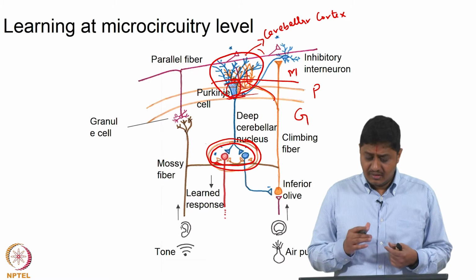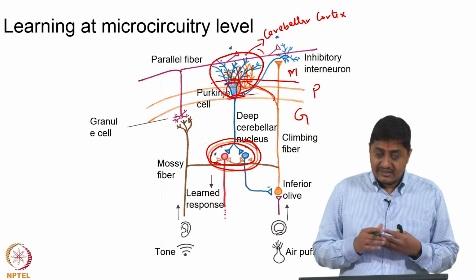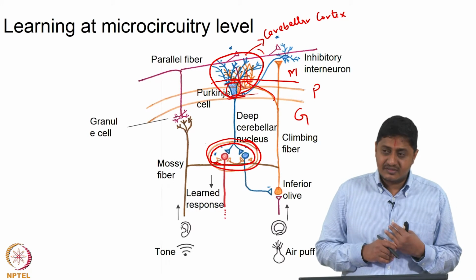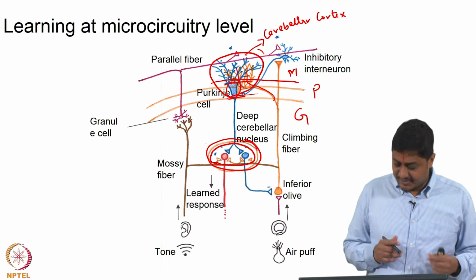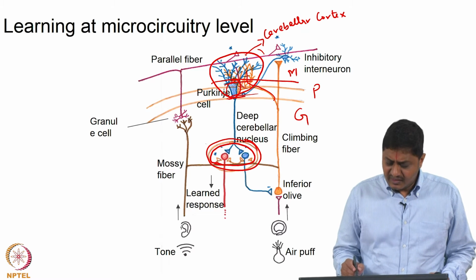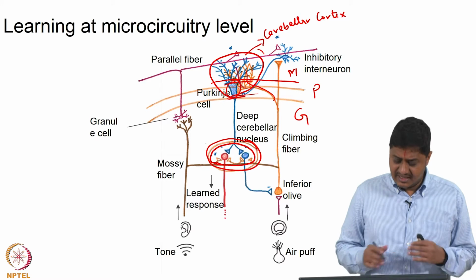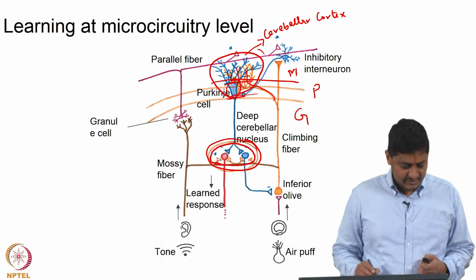Climbing fiber, through a long term depression mechanism, informs the Purkinje cell which parallel fiber commands are causing motor errors, for example. So, this is what happens at the level of the Purkinje cell and climbing fibers, but a similar process is also probably implemented in the deep cerebellar nuclei. Okay.